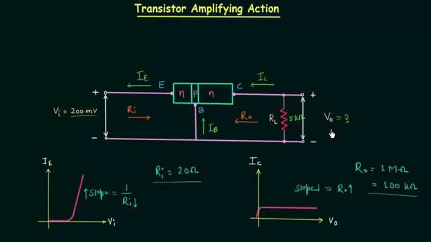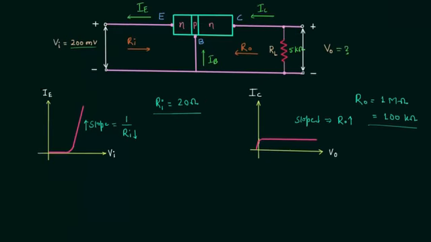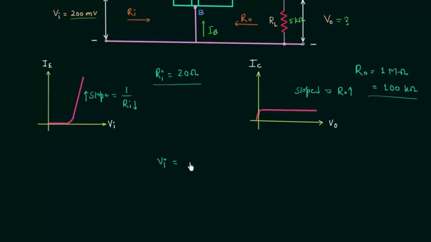We know the input voltage VI is equal to the input current multiplied by the input resistance. Input current is the emitter current, so VI is equal to IE multiplied by the input resistance. This implies the emitter current is equal to the input voltage divided by the input resistance. The input voltage is equal to 200 millivolts. So we have 200 millivolts divided by 20 ohms, and it is equal to 10 milliamps.